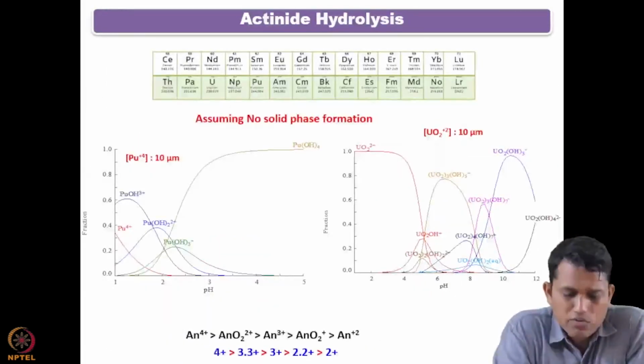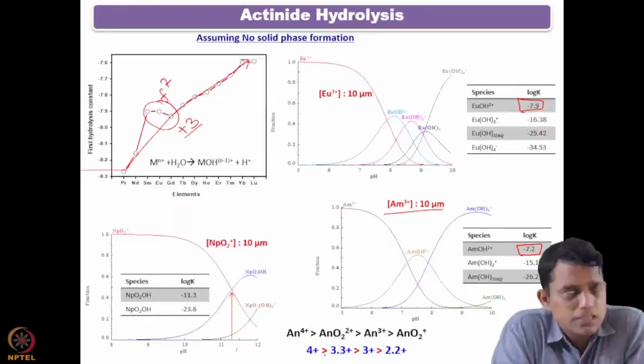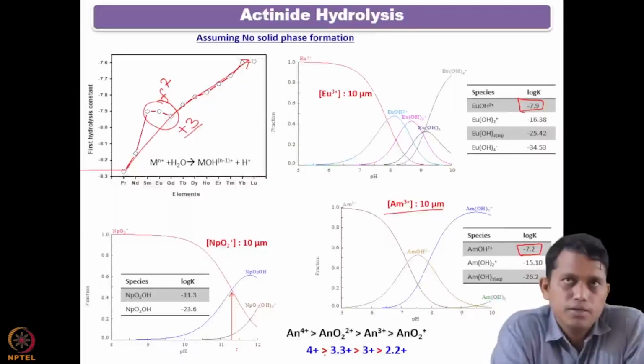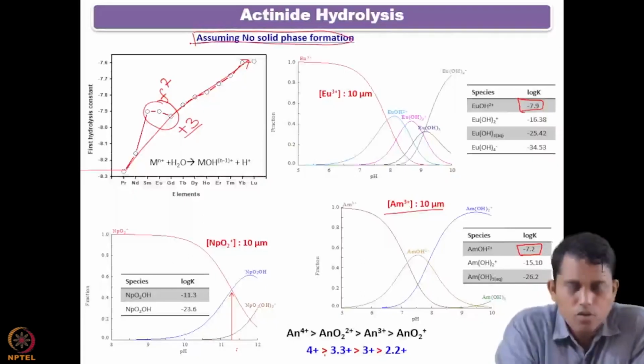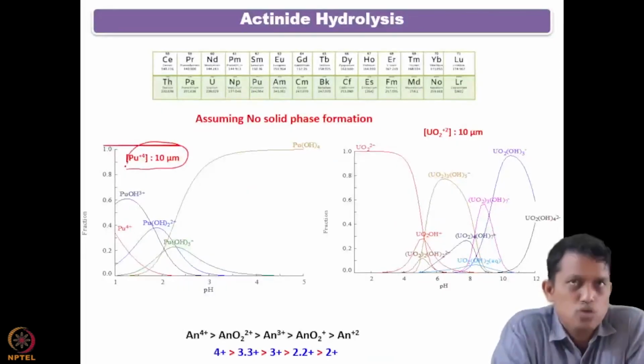Again I've given you an example of plutonium. One thing I want to mention is that in all these graphs, I have assumed that no solid phase formation is happening, because if your metal concentration is on the higher side, there can be precipitation or formation of solid oxide or solid hydroxide, and then this diagram may not be truly valid. So all these diagrams are drawn with the assumption that there is no solid phase formation. Because in the case of plutonium, if you do not make this assumption, you will get lots of solid phases here.